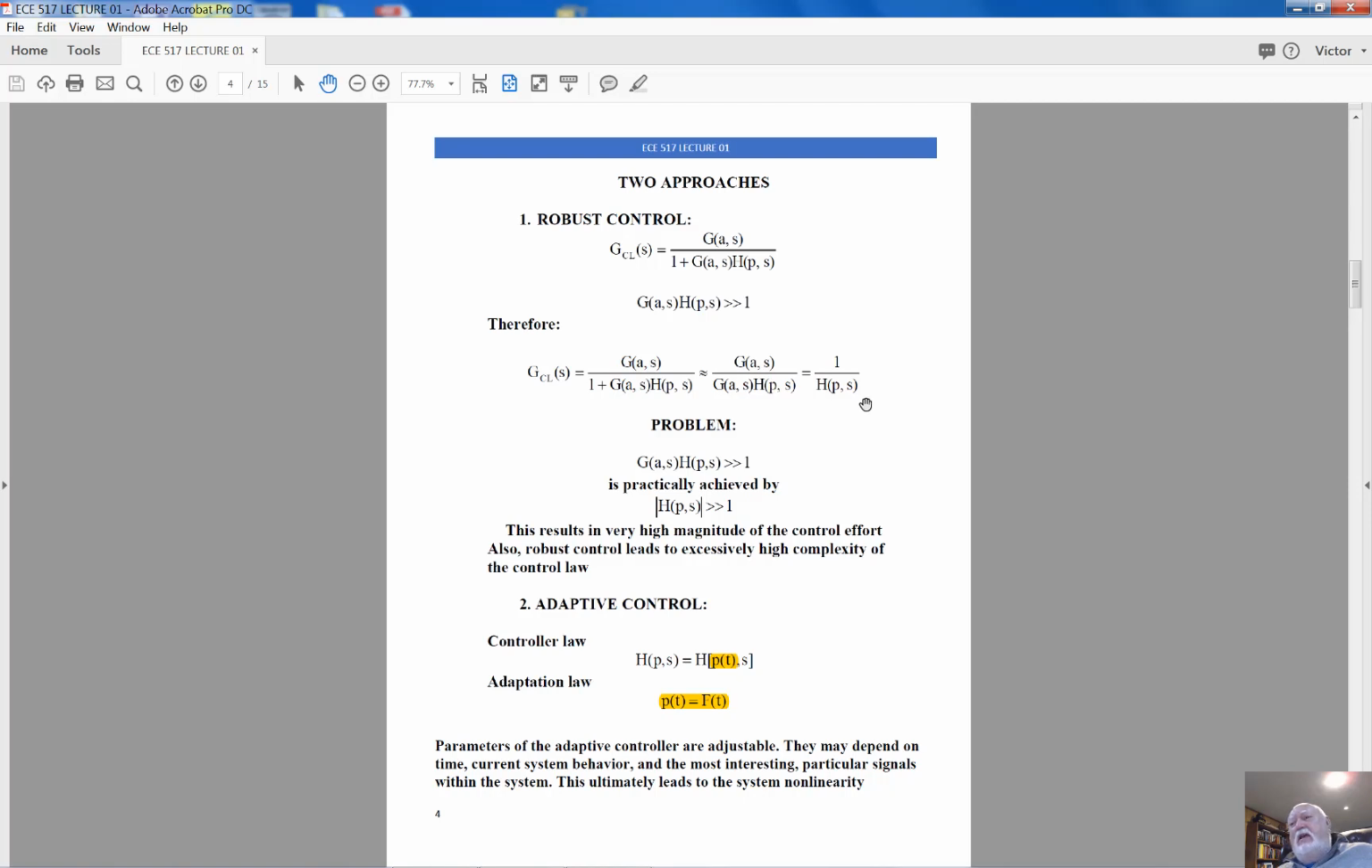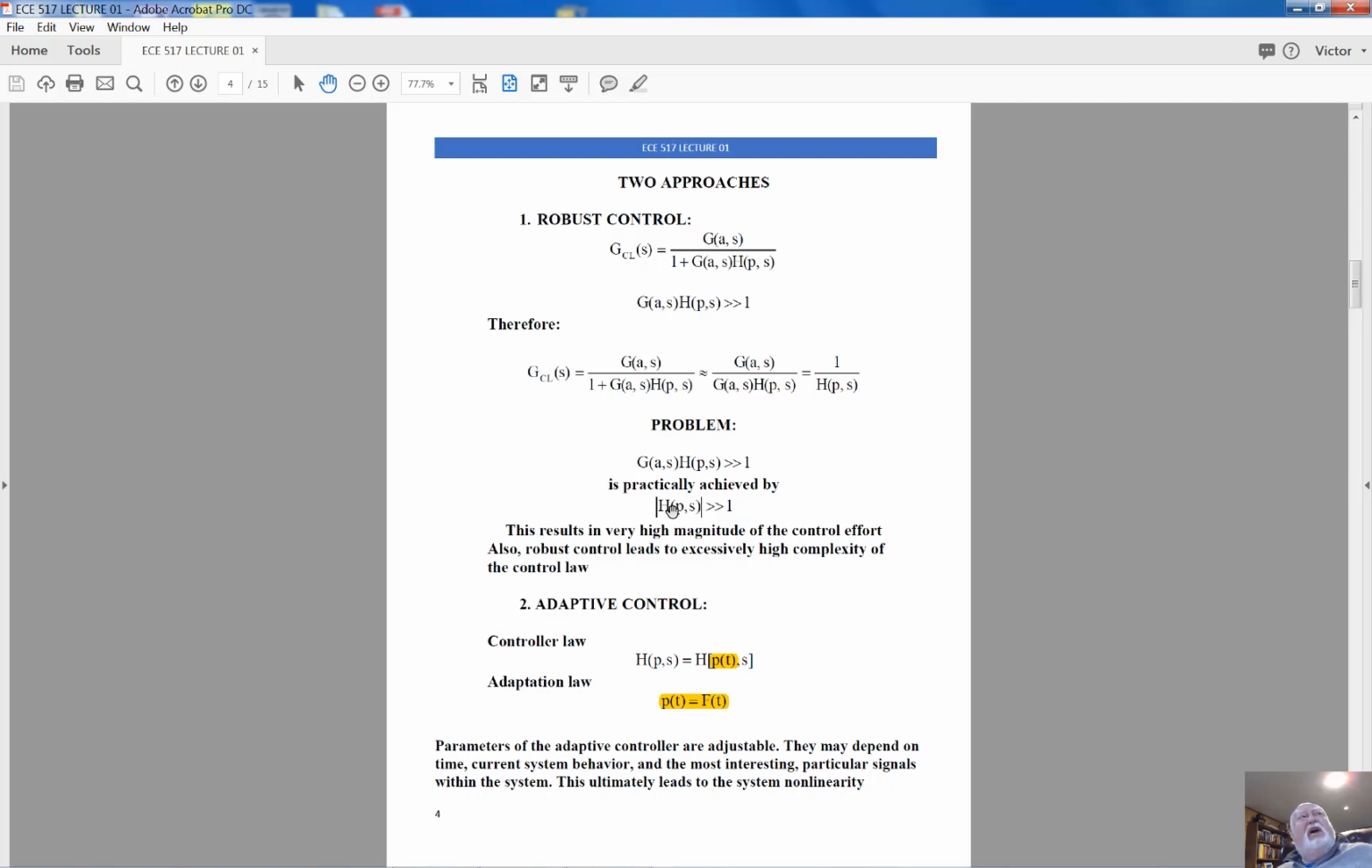It looks like we can have the required system performance regardless of the properties of the control plant. There is a problem with this. In order to achieve this condition, we have to have a very large quantity associated with the controller. And inevitably, this increases the magnitude of the control efforts in the system.